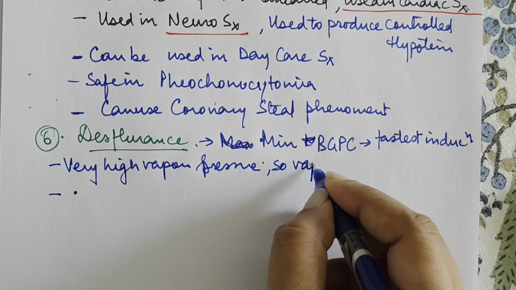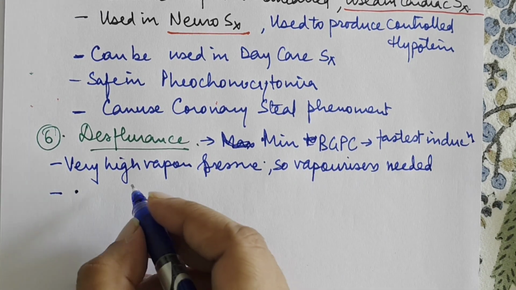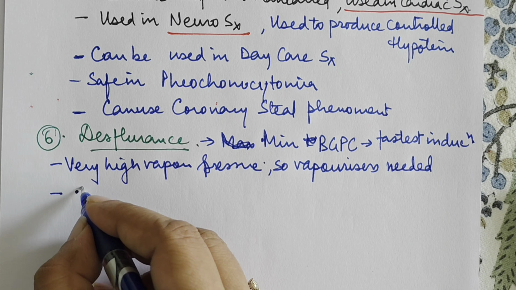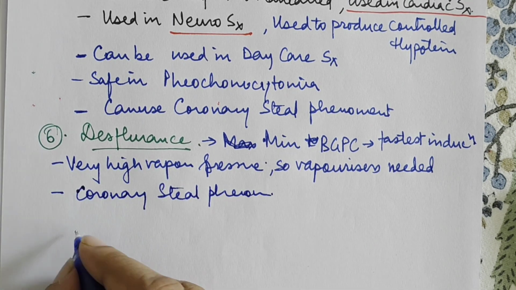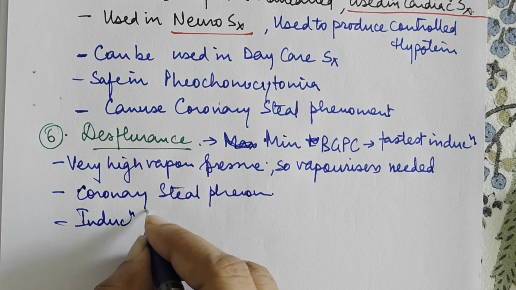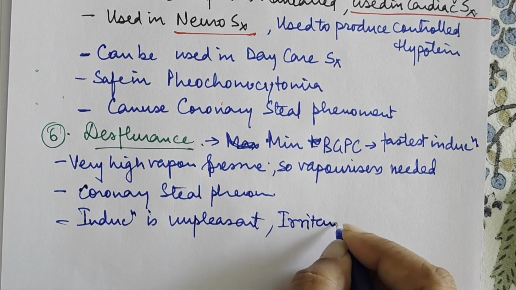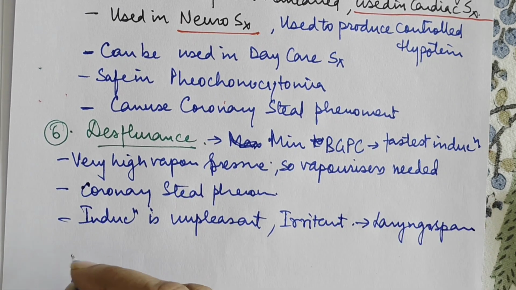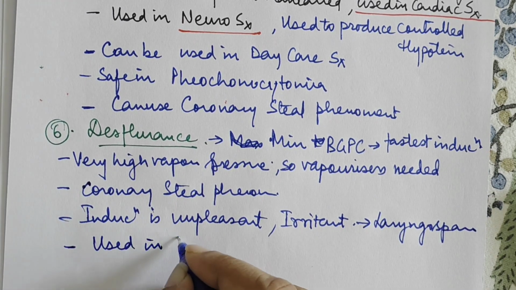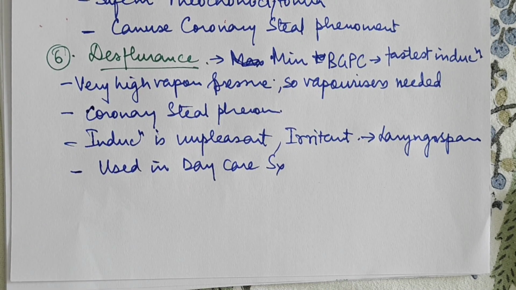So vaporizers are required. Then it produces cardiovascular effects similar to isoflurane, so causes coronary steal phenomena. Then induction is unpleasant. It is not a pleasant induction. It is an irritant to the airways, so can result in laryngospasm. Then can be used in daycare surgery, right? It can be used in daycare surgery. Now this is about desflurane.